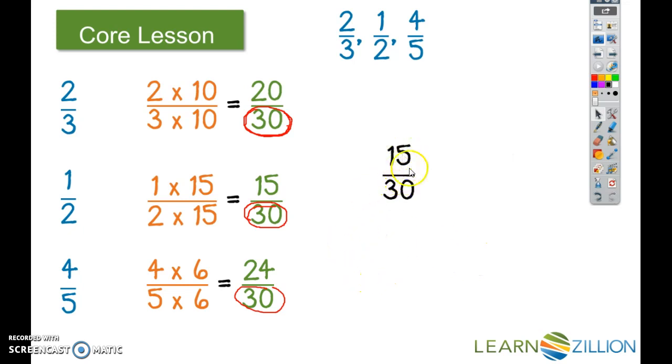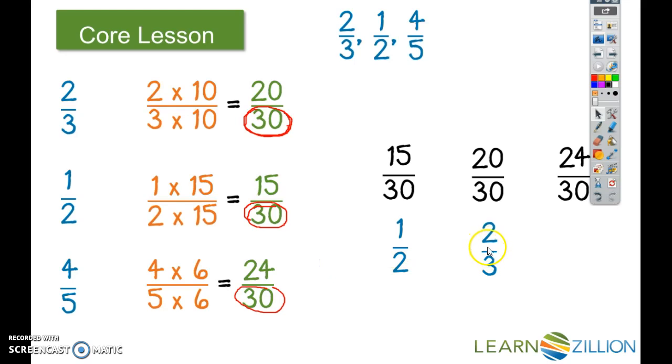So we have 15 30ths. That's the smallest number, so that's first. Then 20 30ths, that's the second largest. And then 24 30ths is the largest because 24 is bigger than 20 and 15. So if we want to go back now to the original fractions, we can order them. 1/2 is the smallest, 2/3 is the second, and then 4/5 is actually the biggest fraction.